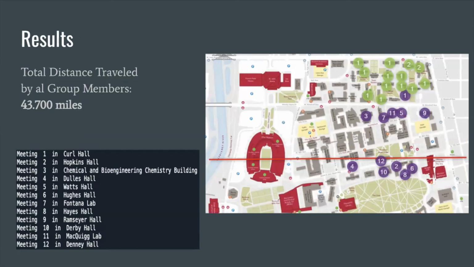Again, looking on the right, you can see the starting locations for each group member and the meeting locations that were chosen. So that's our project. Thank you very much.